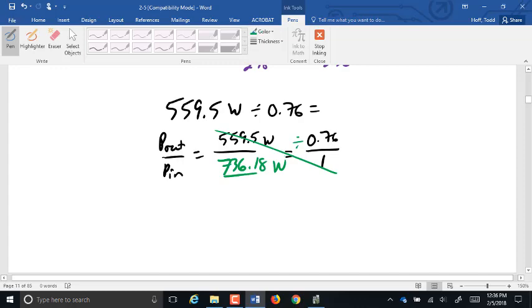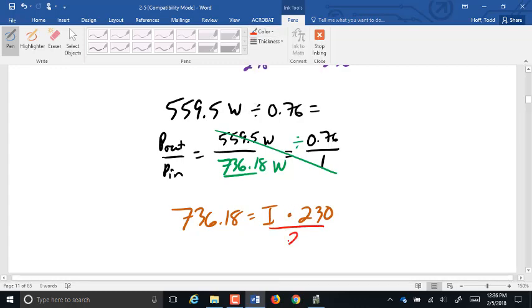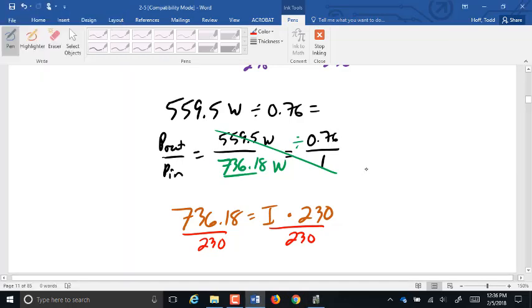That is watts. So now we're going to take that to find our current. So it's times 230 volts, so we're going to divide by the 230 to get 3.2 amps.